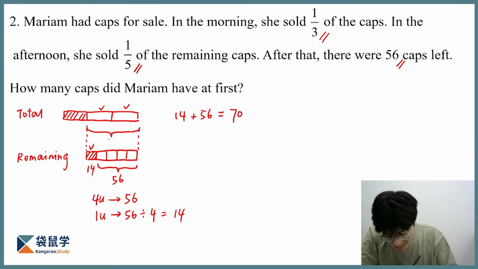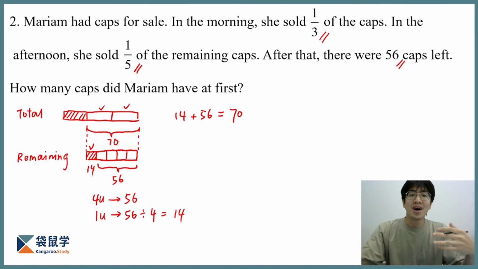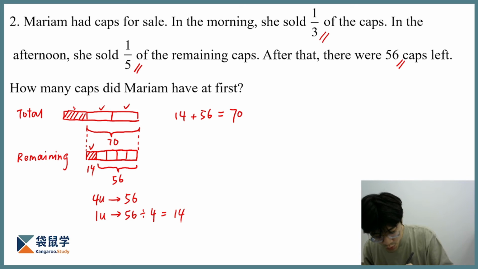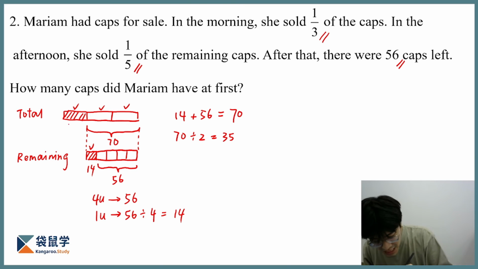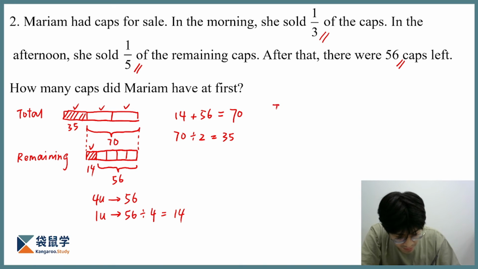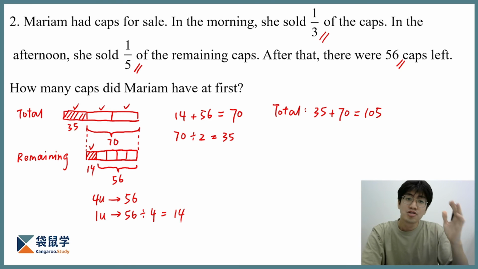So this means these 2 parts add up to 70. So what is the original amount? We simply need to figure out what 1 part is by taking 70 divided by 2, so we get 35. So this part is 35, so that the total number is nothing but 35 plus 70, and we get 105. So that's the final answer.